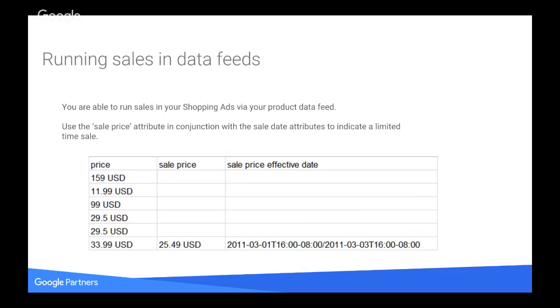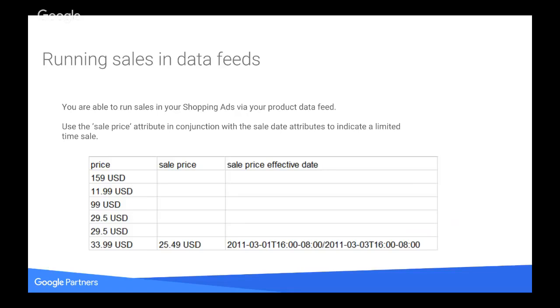Now, how do you run sales in data feeds? Sales is essentially a feature that you're able to use on your shopping ads via your product data feed. What you need to do is simply use the sale price attribute, and you can use it in conjunction with the sale date attributes to indicate a limited time sale.